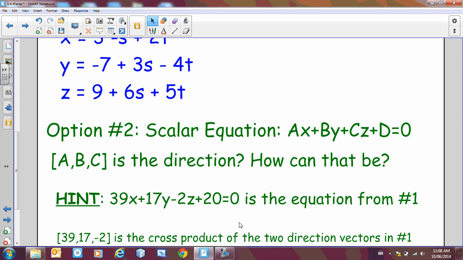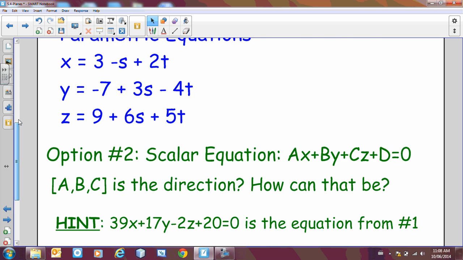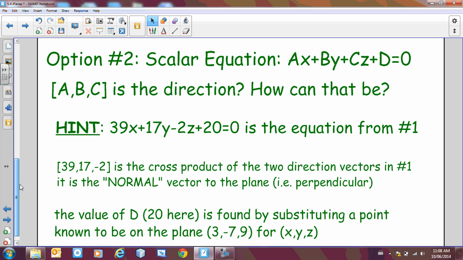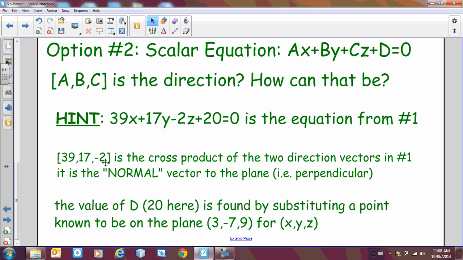And so I'm saying hint, it doesn't really become a hint anymore because I already told you the answer. That is the scalar equation that matches up with this vector equation. And basically, to get a vector that is perpendicular to both of the original two direction vectors, we have to take the cross product, also called the normal. Normal just means perpendicular to. And just so you know, the value 20 is obtained by plugging in your point for x, y, z.